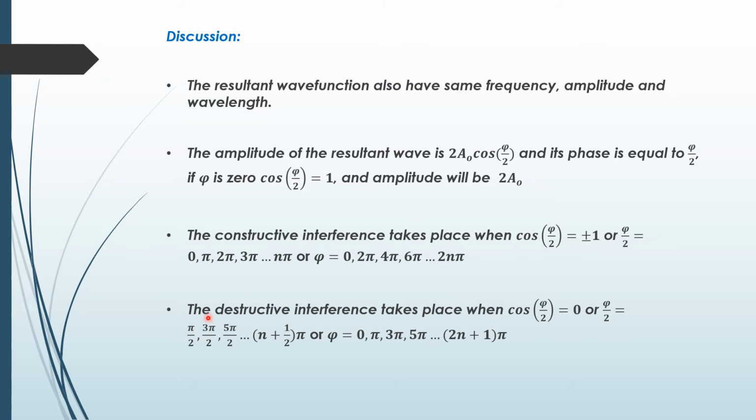And if we talk about the destructive interference, it takes place when cos of phi by 2 is 0, which means that phi by 2 is equal to pi by 2, 3 pi by 2, 5 pi by 2 up to n plus half pi. Or if we talk about just phi, it will be equal to pi, 3 pi, 5 pi up to 2n plus 1 pi. You just multiply this whole by 2 to get the value of phi.